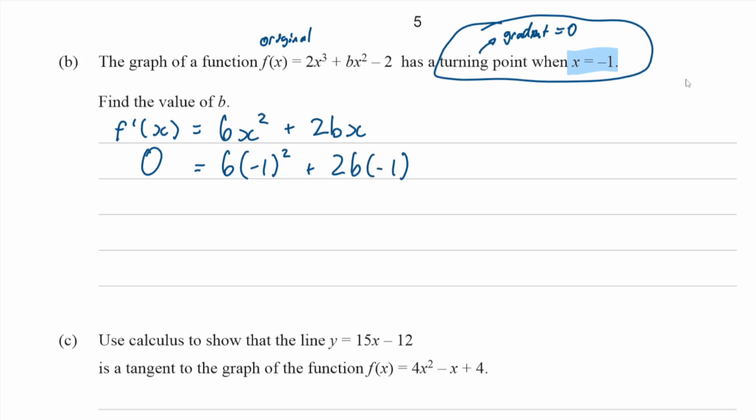So now looking at this, the only unknown is b, which means we can solve. So -1 squared is +1 times 6, it's 6. 2 times b times -1 is -2b. I will add 2b to both sides. I will divide both sides by 2 to give b equals 3. And that would be our final answer.